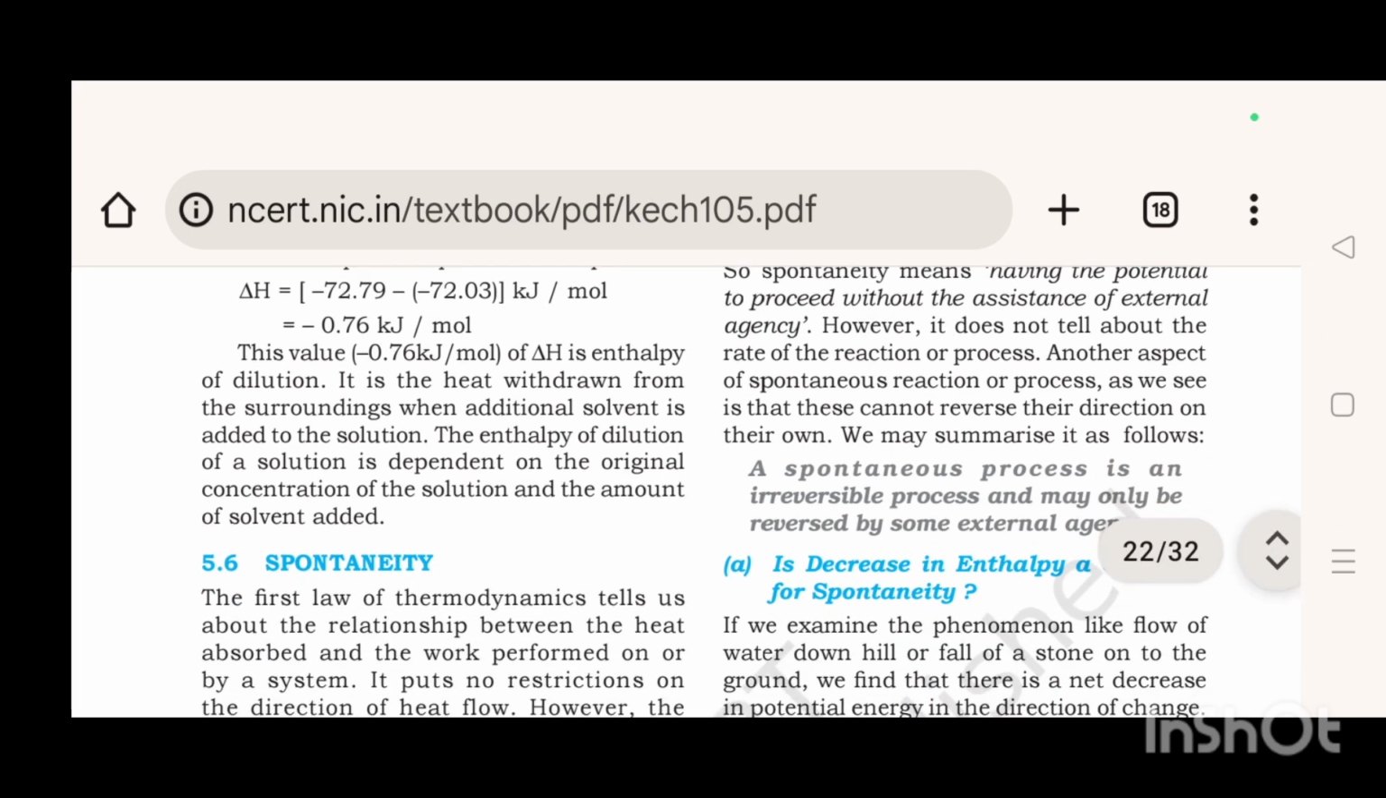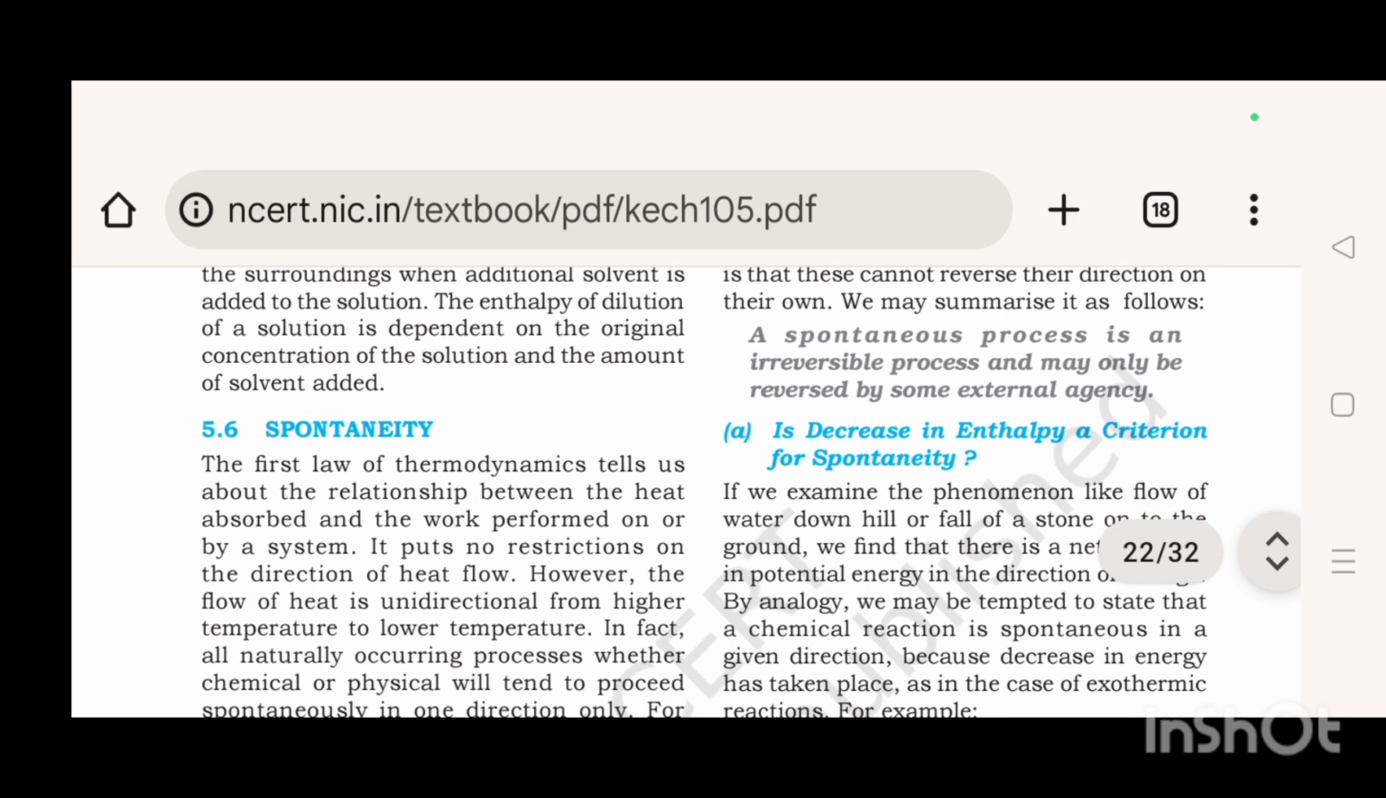The enthalpy of dilution of a solution is dependent on the original concentration of the solution and the amount of solvent added. Spontaneity. The first law of thermodynamics tells us about the relationship between the heat absorbed and the work performed on or by a system. It puts no restriction on the direction of heat flow. However, the flow of heat is unidirectional, from higher temperature to lower temperature.